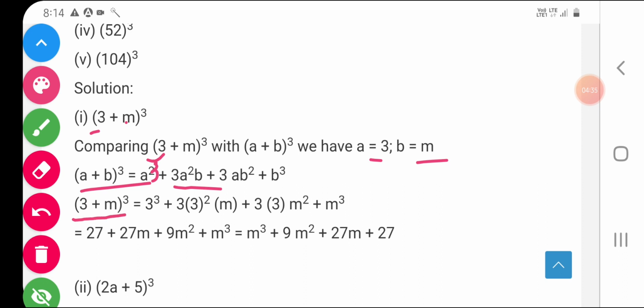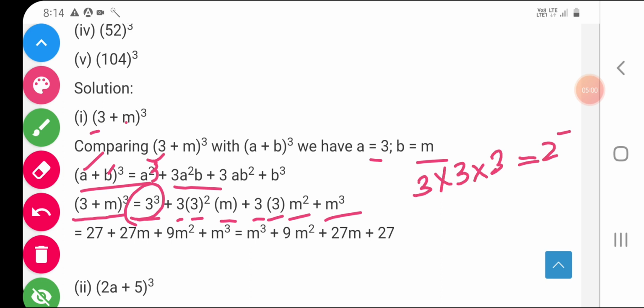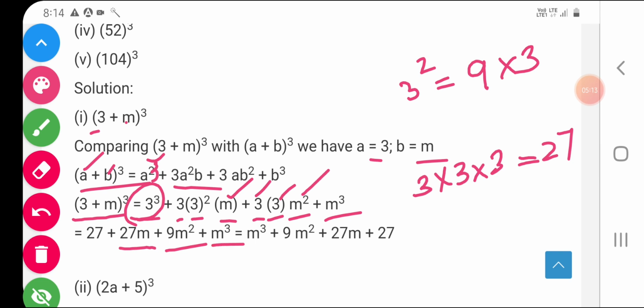Now we have to compare the value. Now 3 cube plus 3 into 3 square m plus 3 into 3 into m square plus m cube. Simply we have to substitute 3 instead of a and m instead of b. Now 3 cube value is 3 into 3 into 3, which is 27. Now 3 into 3 square: 3 square value is 9, 9 into 3 is 27m. Here 3 into 3 is 9m square. M cube as it is.